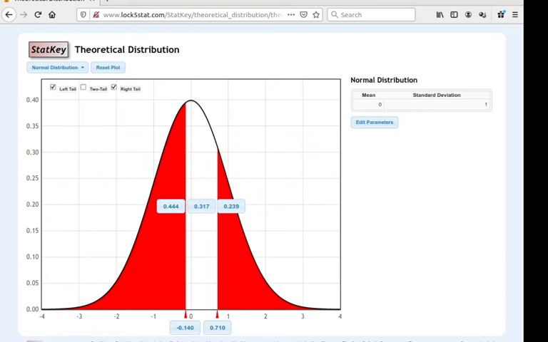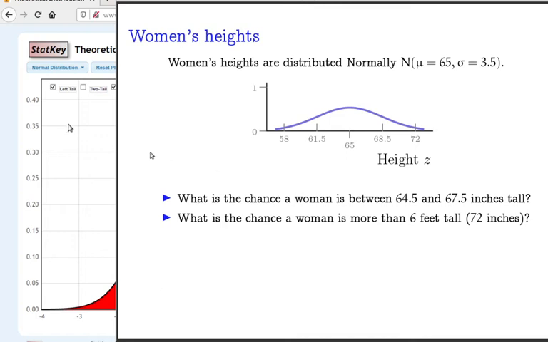So back to the slide, and the answer to this question is 0.317. Okay, 0.317. What's the chance a woman is more than 6 foot tall?